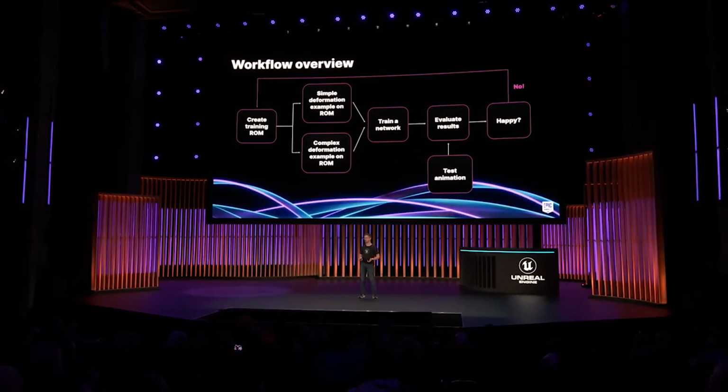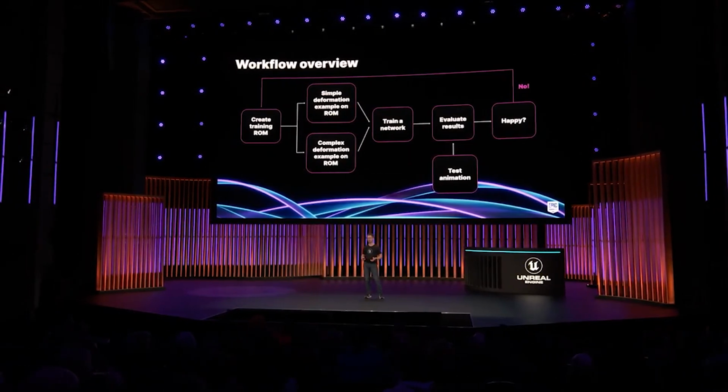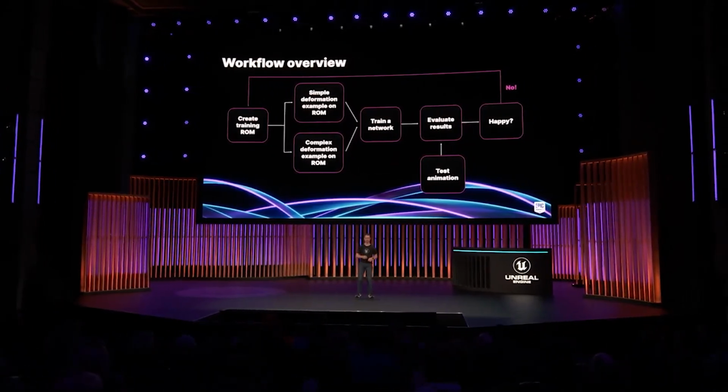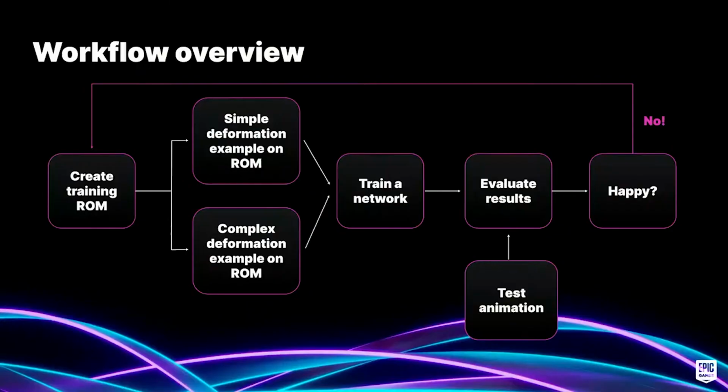So before we dive into Unreal and take a look at the workflow, let's get a high-level overview of it. So the first step is to generate the training ROM animation. The aim of this is to provide the training process with lots of examples of what we want the deformation to look like in lots of different poses. So currently, the easiest method of doing this is to use our Maya PoseGen tool, and this will generate a random animation.